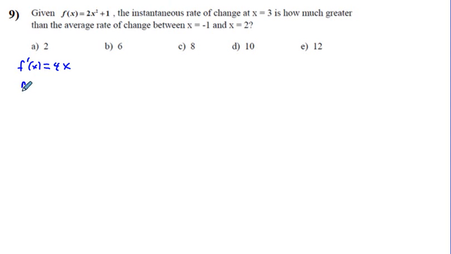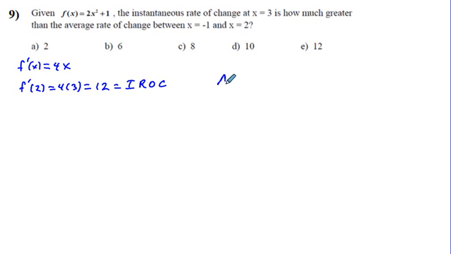And then f prime of 3 is equal to 4 times 3, which equals 12. I said 4 times 2 at first, but it is 4 times 3, which equals 12. Okay, so that is our instantaneous rate of change. Now the average rate of change.